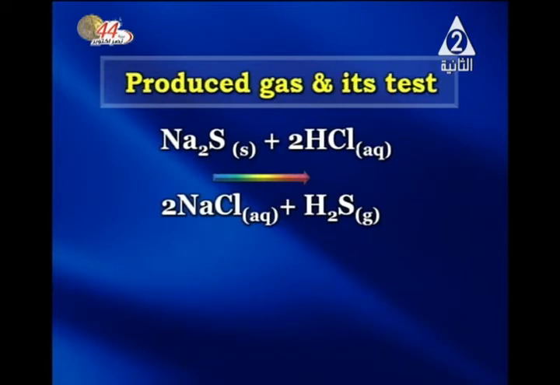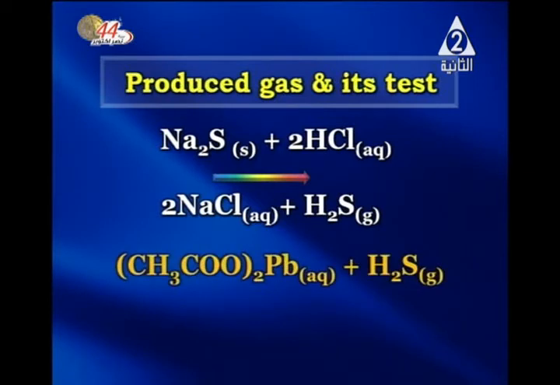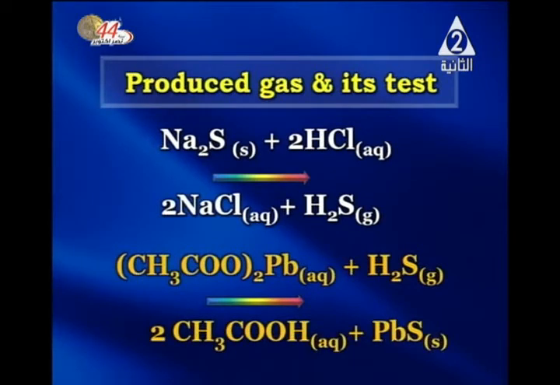As the following equation proceeds, sodium sulfide plus dilute hydrochloric acid gives sodium chloride and hydrogen sulfide gas. This hydrogen sulfide gas, when it reacts with lead acetate, gives acetic acid and a black precipitate of lead sulfide.